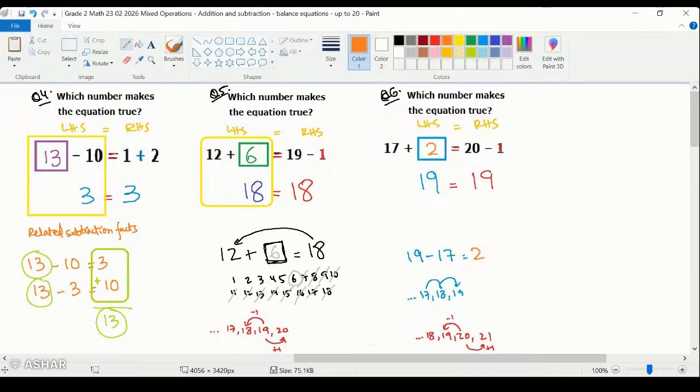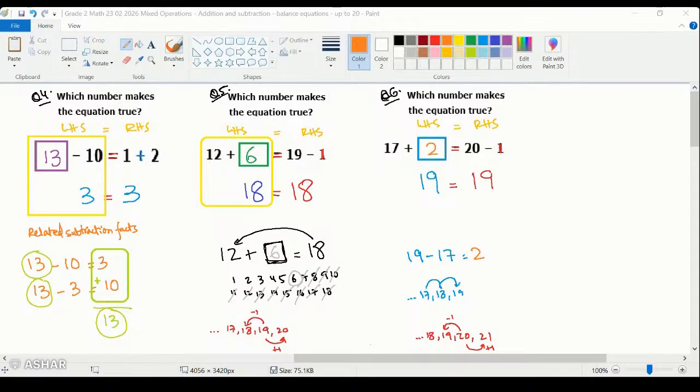See, 17 plus 2 is 19 and 20 minus 1 was 19 as well. So both sides of the equation are balanced. The left side is equal to the right side of the equation. Agreed? Okay, thank you. Let's move ahead.